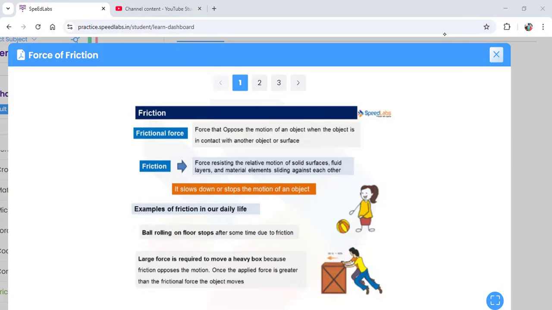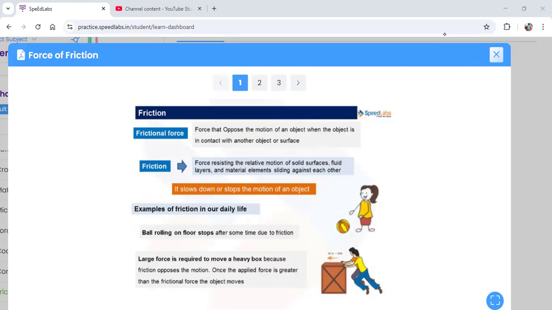Friction is actually a force that opposes the motion of an object when the object is in contact with another object or surface. It is called frictional force, children. They may ask you the definition. Friction is the force resisting the relative motion of solid surfaces, fluid layers, and material elements sliding against each other. So it slows down or stops the motion of an object, children.